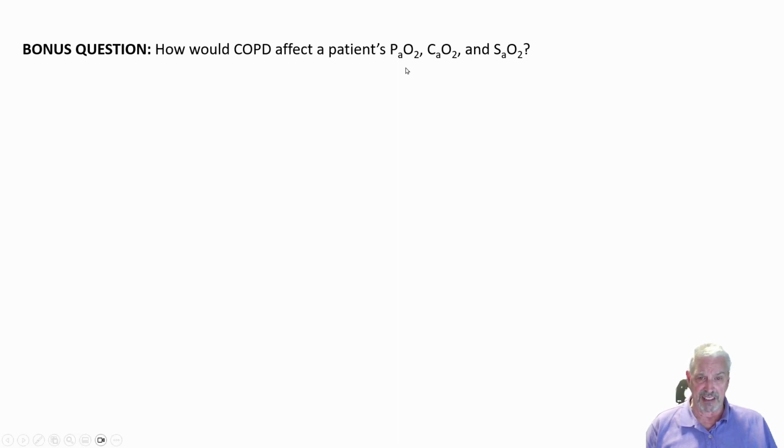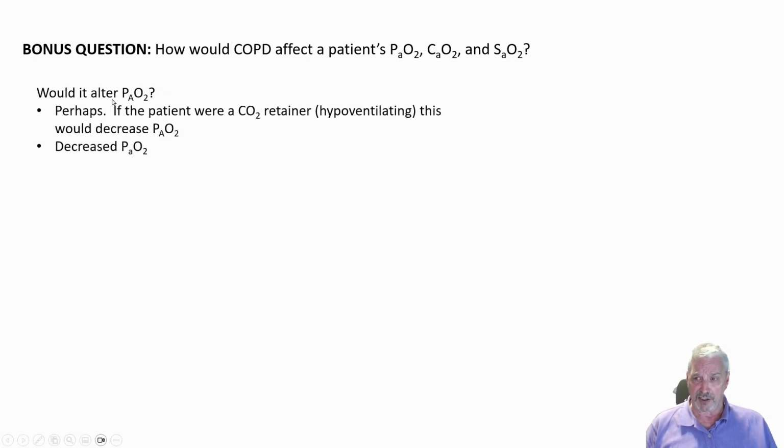You're going to think about P little a O2. And what's that going to be dependent upon? P big AO2, yes, okay? So let's look at P big AO2. Would P big AO2 be altered? Well, perhaps, and the answer is barometric pressure and FiO2 probably are not changed. But if a patient, particularly a chronic obstructive disease patient, is a CO2 retainer, i.e. is hypoventilating, this would decrease P big AO2 and as a consequence decrease P little AO2.